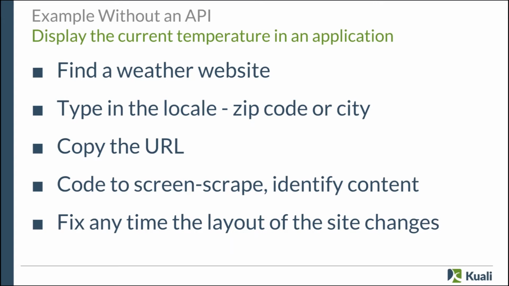If you were going to do that without an API, you'd have to navigate to your favorite weather website. You'd have to type in the search box, the zip code or city, probably select a little bit more fine-grained. Once you get the results, you'd have to copy that URL, and at that point, you could begin to write a program. That program would first need to screen scrape the code to identify the content that you were looking for within that web page.